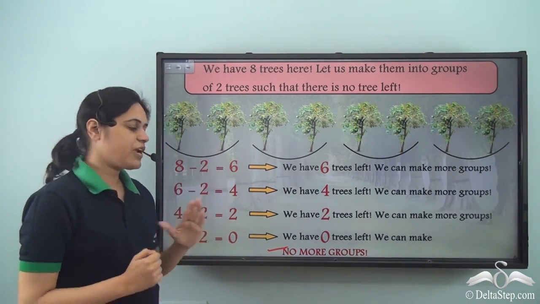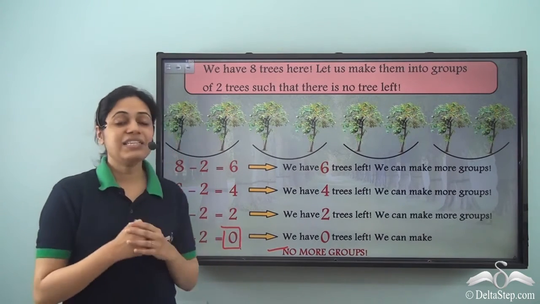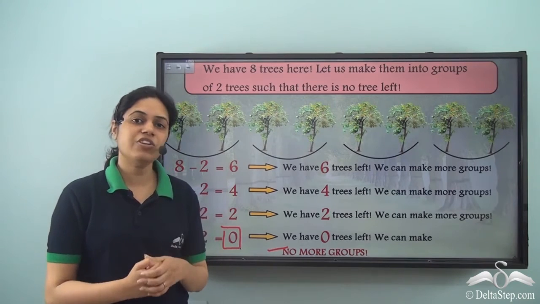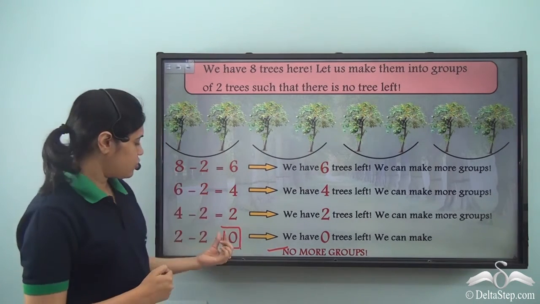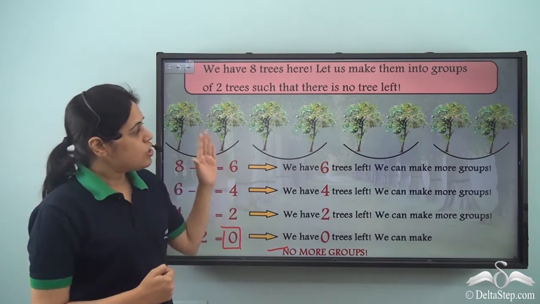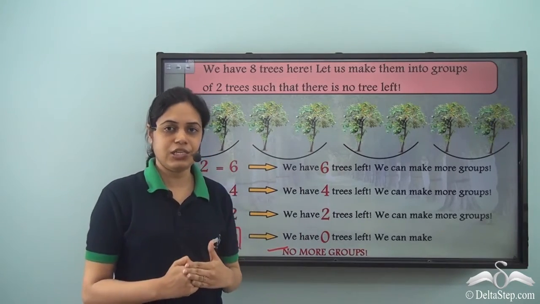So my repeated subtraction is now over because I have reached 0. I subtract till the point I reach 0. Now because I cannot subtract anything from 0. So 0 is here. So I have formed 4 groups of 2 trees each.